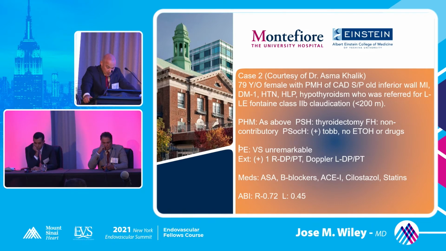Past medical history as above, prior thyroidectomy, family history non-contributory, smoker, no ETOH or illicit drug usage. Physical examination unremarkable, except for 1+ right dorsalis pedis and posterior tibialis, and Dopplerable left dorsalis pedis and posterior tibialis. Medications: aspirin, beta blockers, ACE inhibitors, cilostazol, and statin, as most of our patients are probably treated with. Right ABI 0.72, left ABI 0.45. Now these are going to be still frames, but we'll go through them.